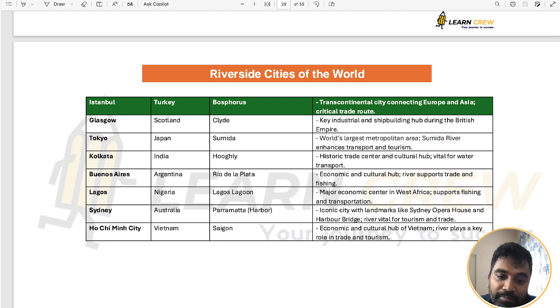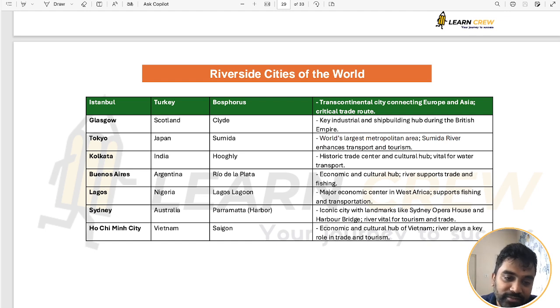Next, we are having Rio de la Plata. It is in Buenos Aires, Argentina. Okay, this is again for fishing, tourism, and trade purposes. Argentina, you can remember some of the famous football players from there, and you can remember this particular locality. Rio de la Plata is from Argentina.